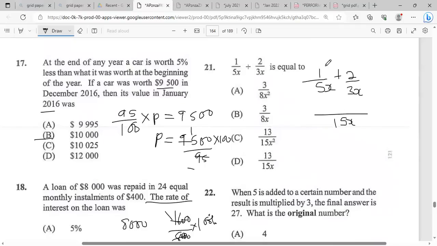5 into 15 goes 3 times. 3 ones are 3. 3x into this leaves 5. Remember, x will cancel out the x. 2, 5, 10. So this works out to 13 over 15x, which would be D.